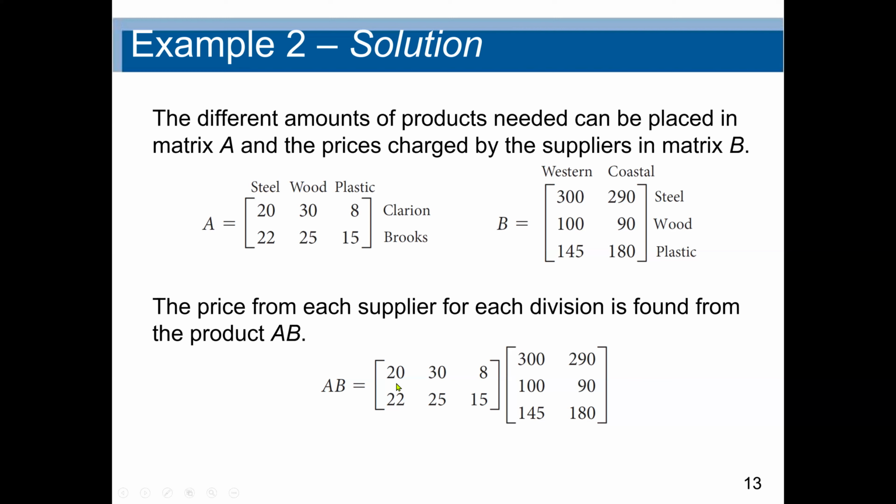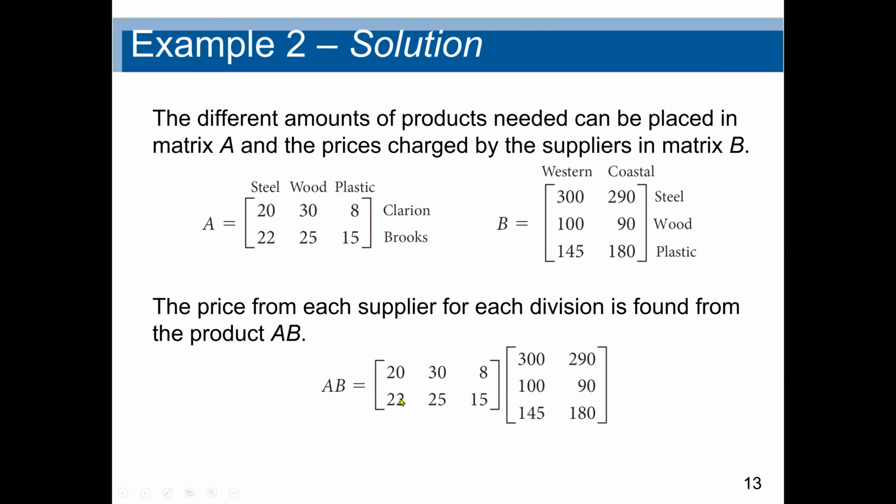So the first thing we're going to do, we take 20 multiplied by 300 plus 30 multiplied by 100 plus 8 multiplied by 145. Then we add all together. That will give us the element in the first row, first column, because we are using the first row, first column. Now I'll take 20 multiplied by 290 plus 30 multiplied by 90 plus 8 multiplied by 180. The answer I will get will be the first row, second column, because I use the first row values and the second column.